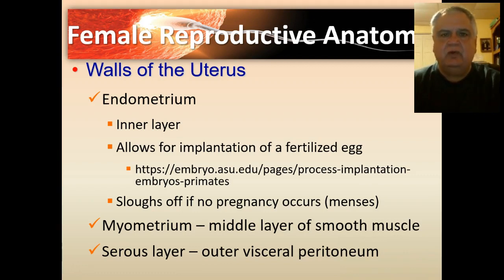Remember, serous membranes have 2 layers to them. And one layer adheres right to the surface of the organ. This would be called the visceral layer. And we're in the abdominopelvic region, so this would be the visceral peritoneum. And then that's going to fold back to attach to the body wall, and that would be the parietal peritoneum. But the serous layer, or the outer layer of the wall of the uterus, is made up of that visceral peritoneum.